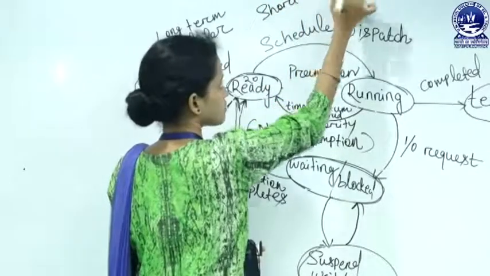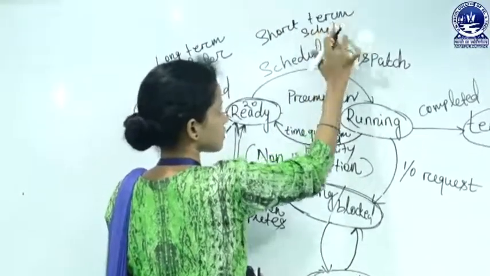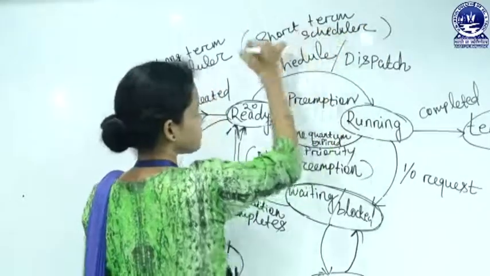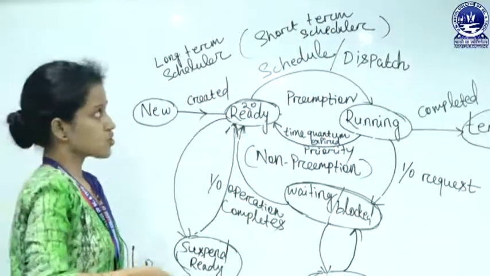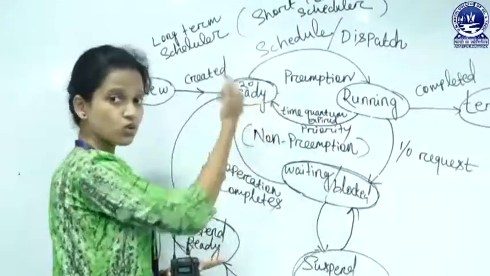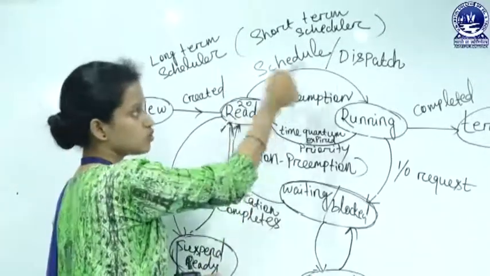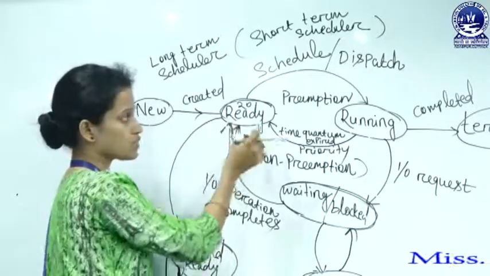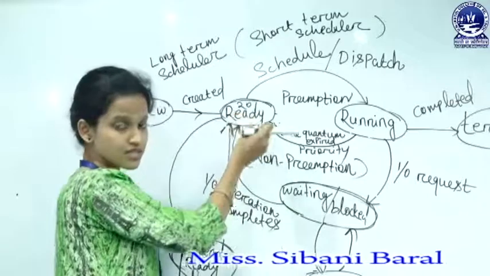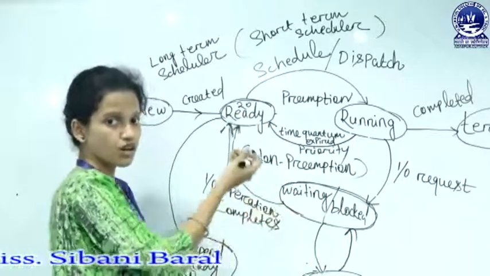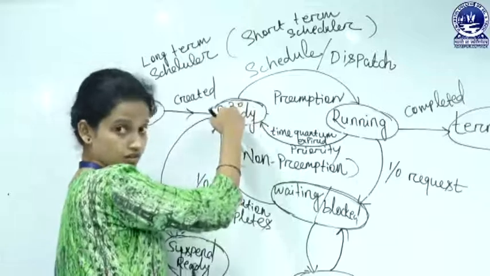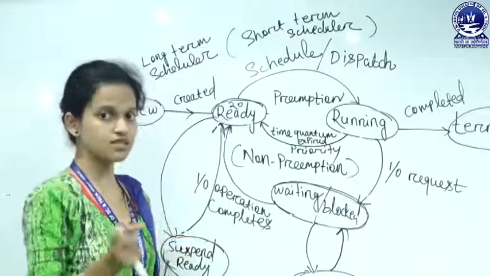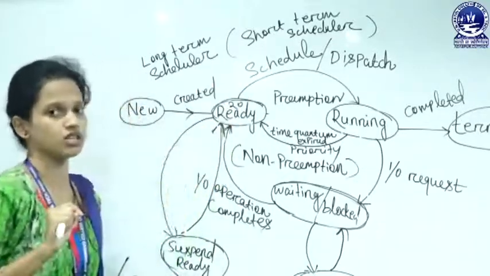Short term scheduler. The short term scheduler decides which process has to go to the running state, and it also decides the priority of the process, the time quantum, and which process goes from the ready state to the running state, which process has to be allocated the CPU. It is decided by the short term scheduler.